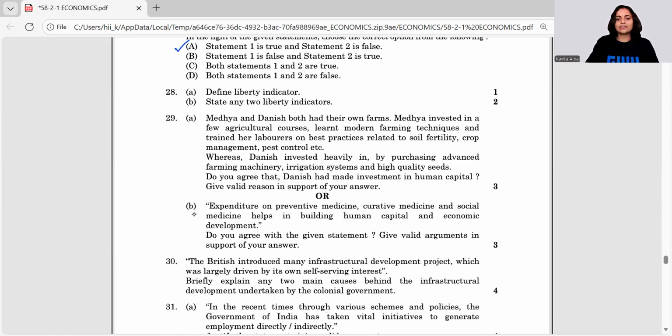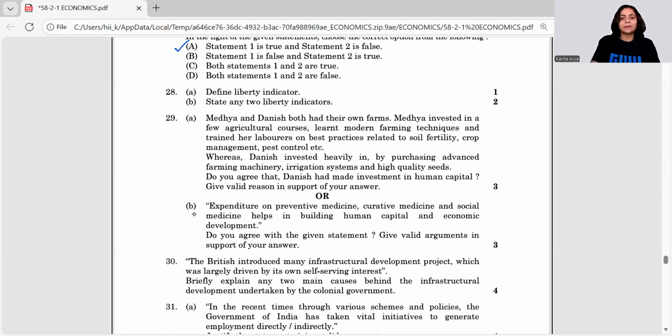Now, next question is, you have to define the liberty indicators. So, liberty indicators measure the extent of democratic participation in social and political decision making. And the second question is, state 2 liberty indicators. First is the constitutional protection given to the rights of the citizens, and second is constitutional protection of independence of judiciary and rule of law. So this is some theoretical aspect. You have to mug it up like this only.